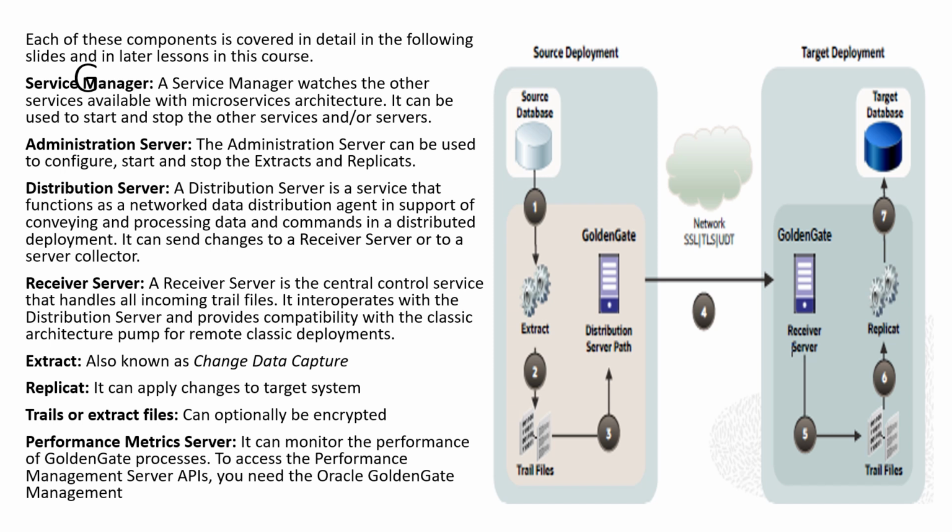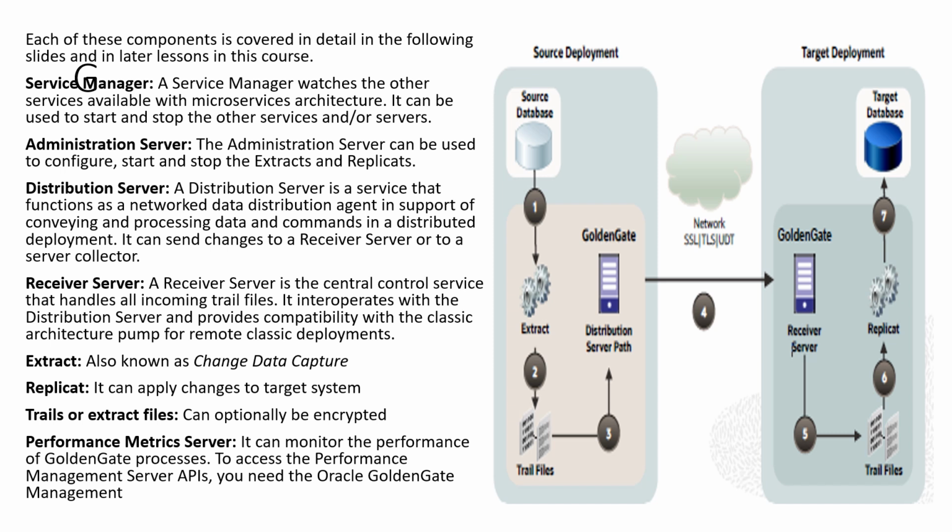The same as in the classic, you need not start the receiver server. It just interacts with the distribution server and provides compatibility. You can even send your classic architecture files to the receiver server as well. That means classic and microservices can interact with each other. There is no issue. The source can be a classic architecture and the target a microservices architecture, and vice versa is also possible. So a receiver server can interact with the pump process. Similarly, a distribution server can also send a file to the manager or to the collector process of the classic.